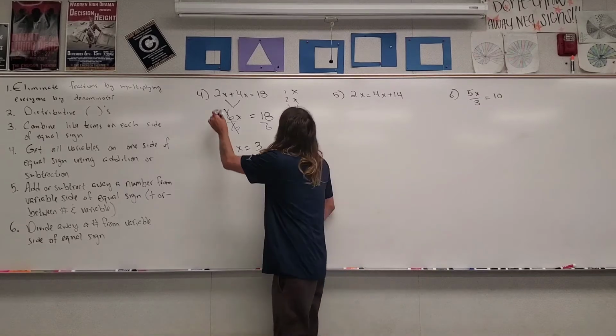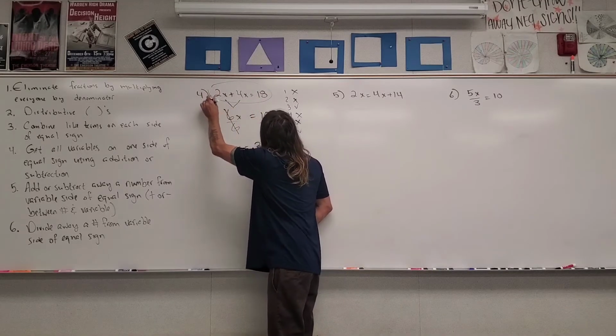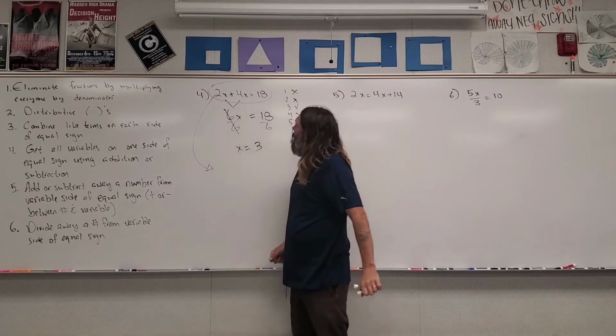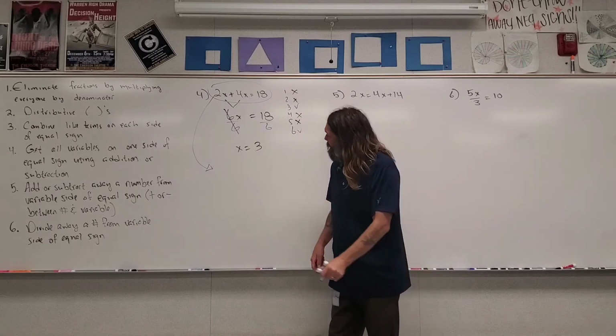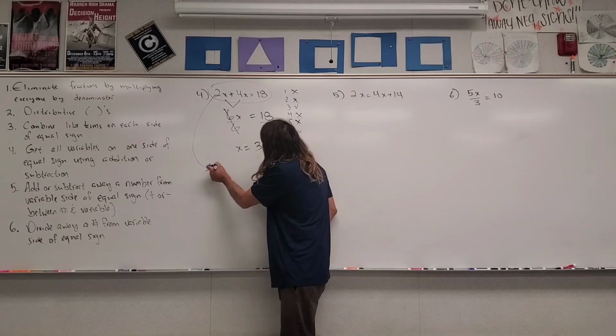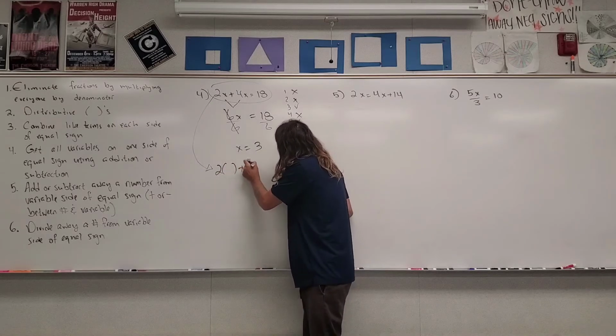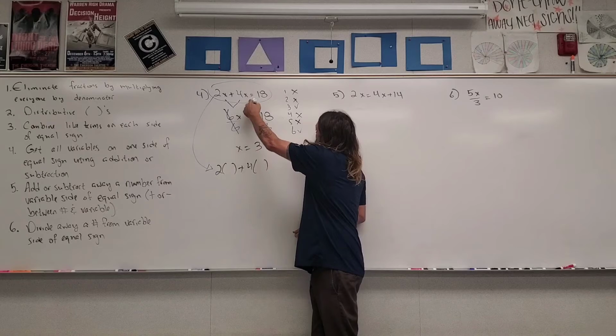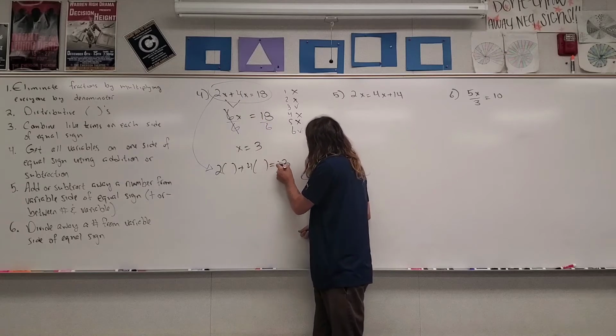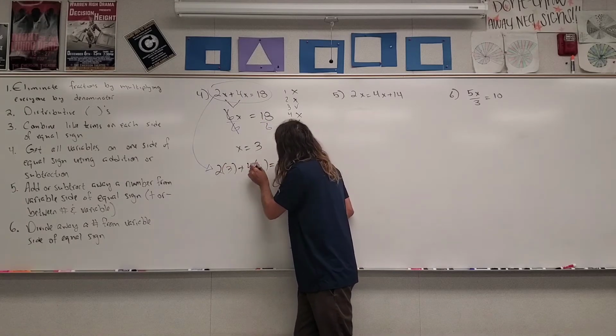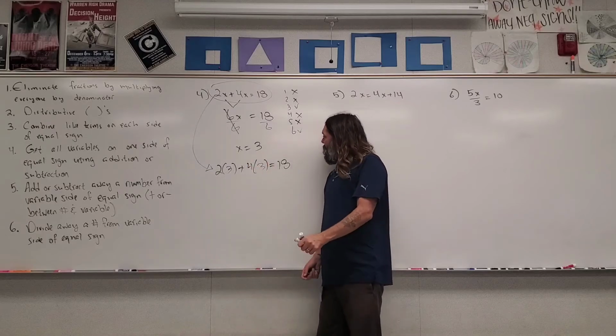And again, when I check, I'm going to take my original equation, and I'm going to replace the x's with parentheses. This equation has 2 parentheses, because I have 2 x's. So that x becomes a parenthesis, this x becomes a parenthesis, and that's equal to 18. And inside each parenthesis goes a 3, which is my answer.